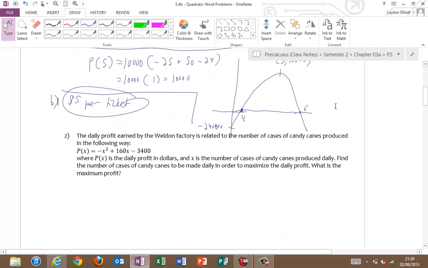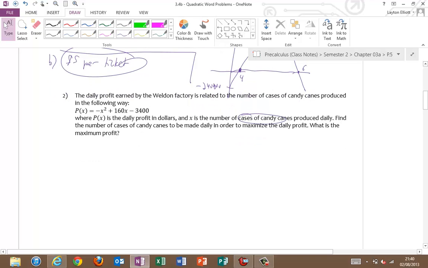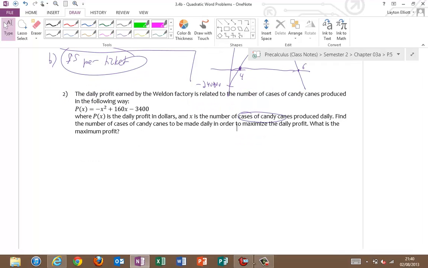Number 2: the daily profit earned by the Weldon factory is related to the number of cases of candy canes produced in the following way, where P is the profit and X is the number of cases of candy canes produced daily. Find the number of cases of candy canes to be made daily in order to maximize the daily profit, and what is the maximum profit. We're going to practice this one just putting it straight in your calculator. Keeping in mind that X is the candy cases and P is the profit, and this is the hardest part, is just knowing which variable means what.